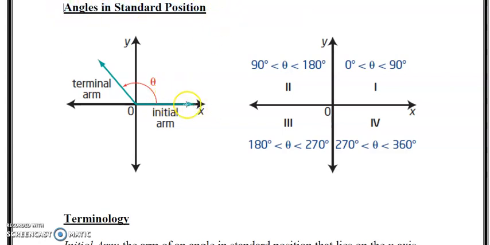So here's some of the terminology you need to know. Your initial arm will go on the positive x-axis, and your terminal arm will create your angle. So positive x-axis, there's quadrant 1 right here, positive x, positive y. That'll be the initial arm of your angle. The terminal arm will be located in any of the other quadrants, and you can go from the left or the right or up or down, whatever way you want to look at it. And these are some of the ideas of the quadrants that we need to know.